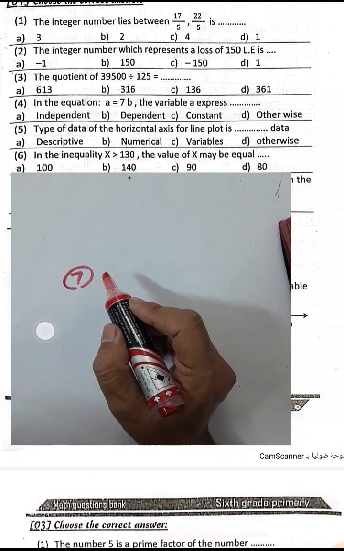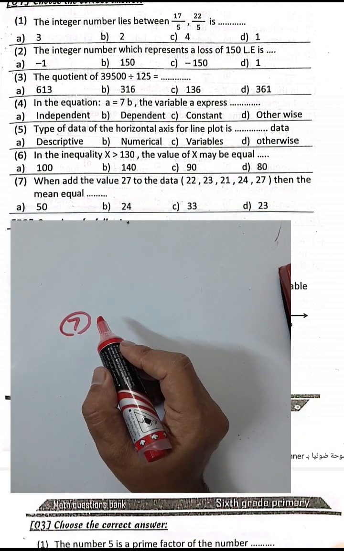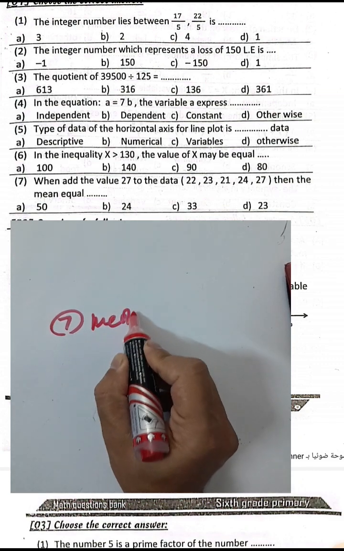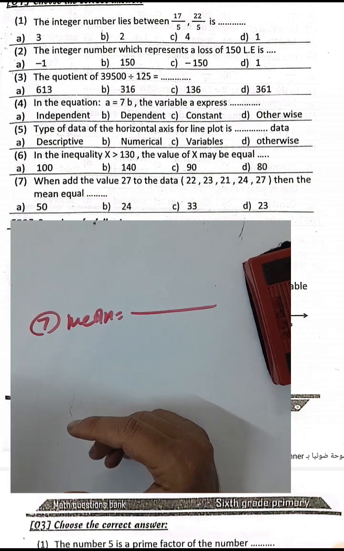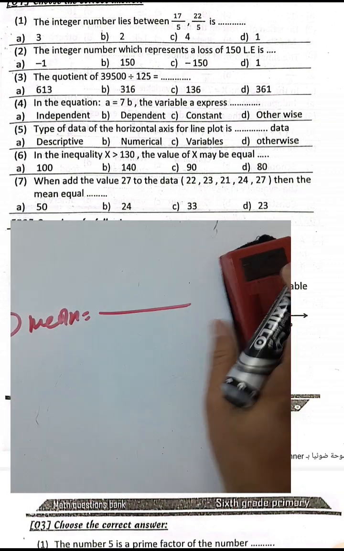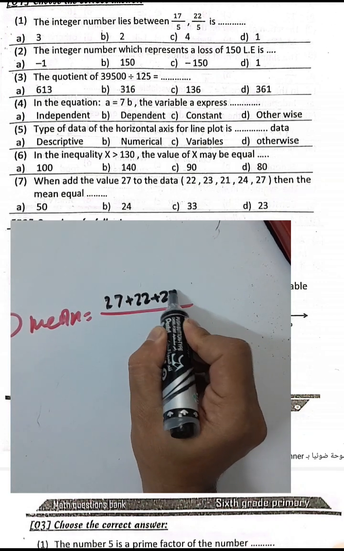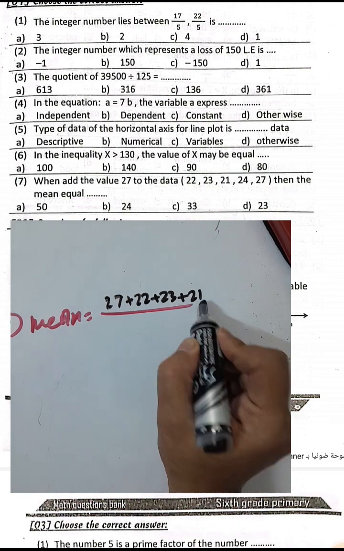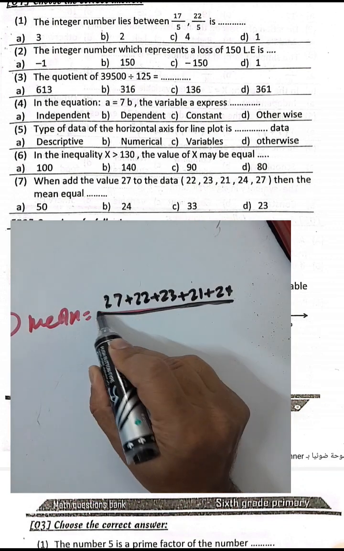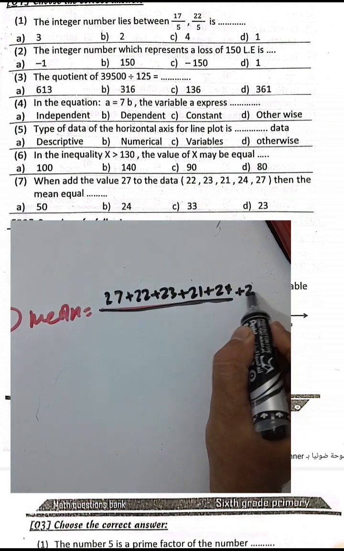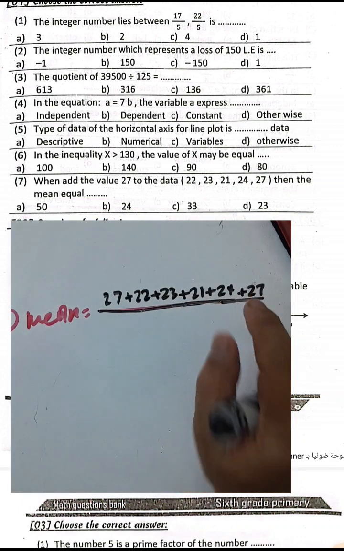Question 7. When we add the value 27 to the data here, then the mean equals what? We can find the mean by adding all the values divided by the number of the values. We can add the values here: 27 plus 22 plus 23 plus 21 plus 24 plus 27.